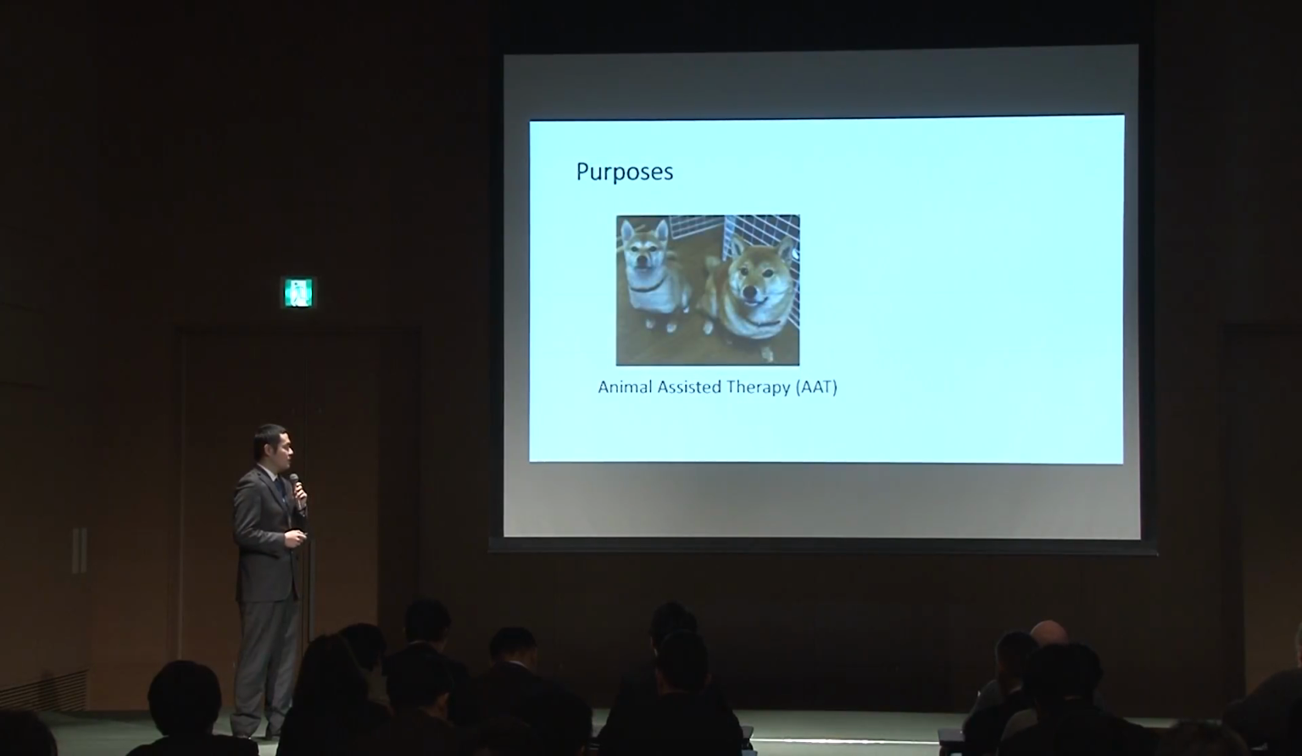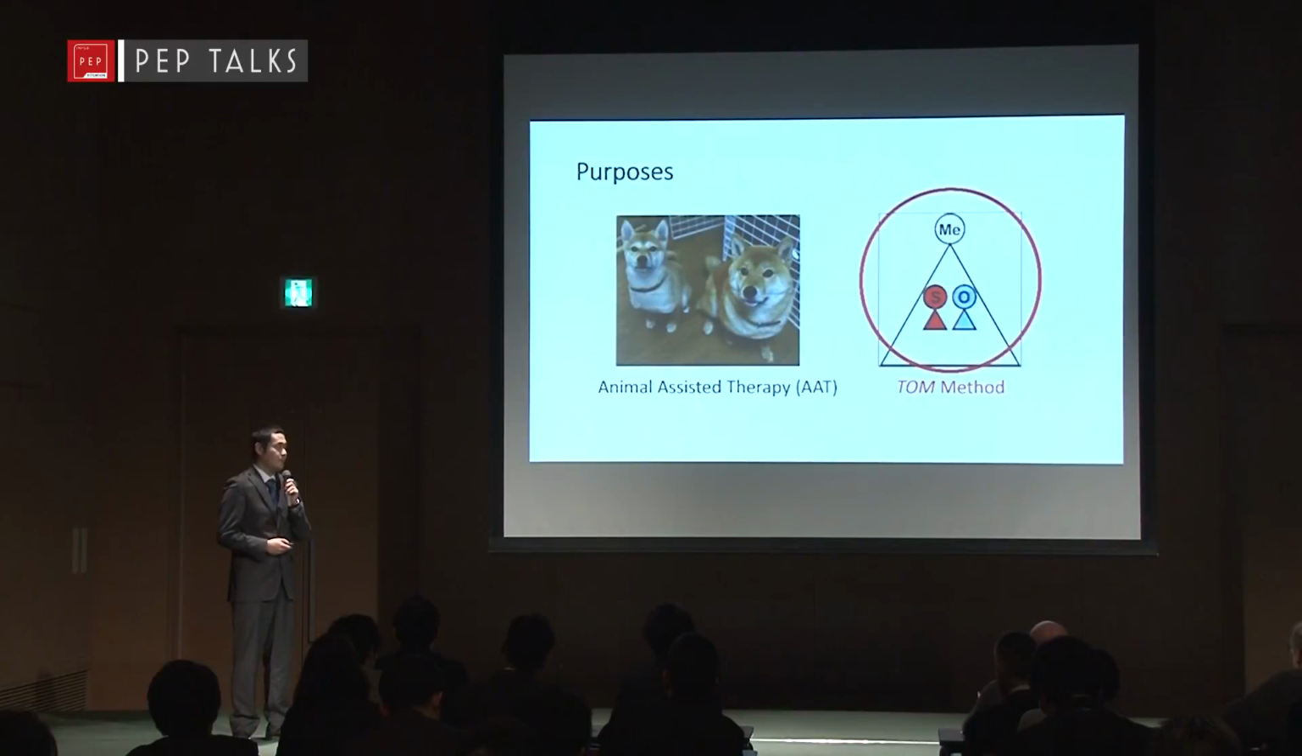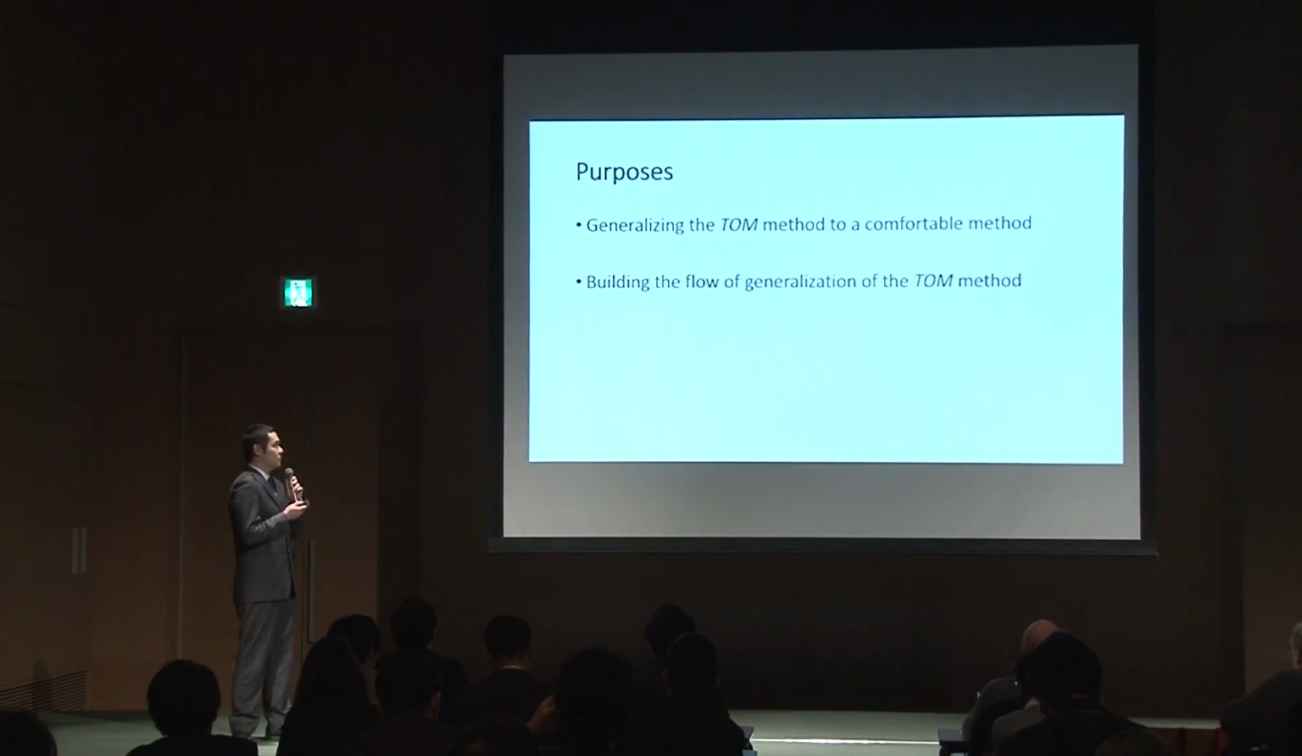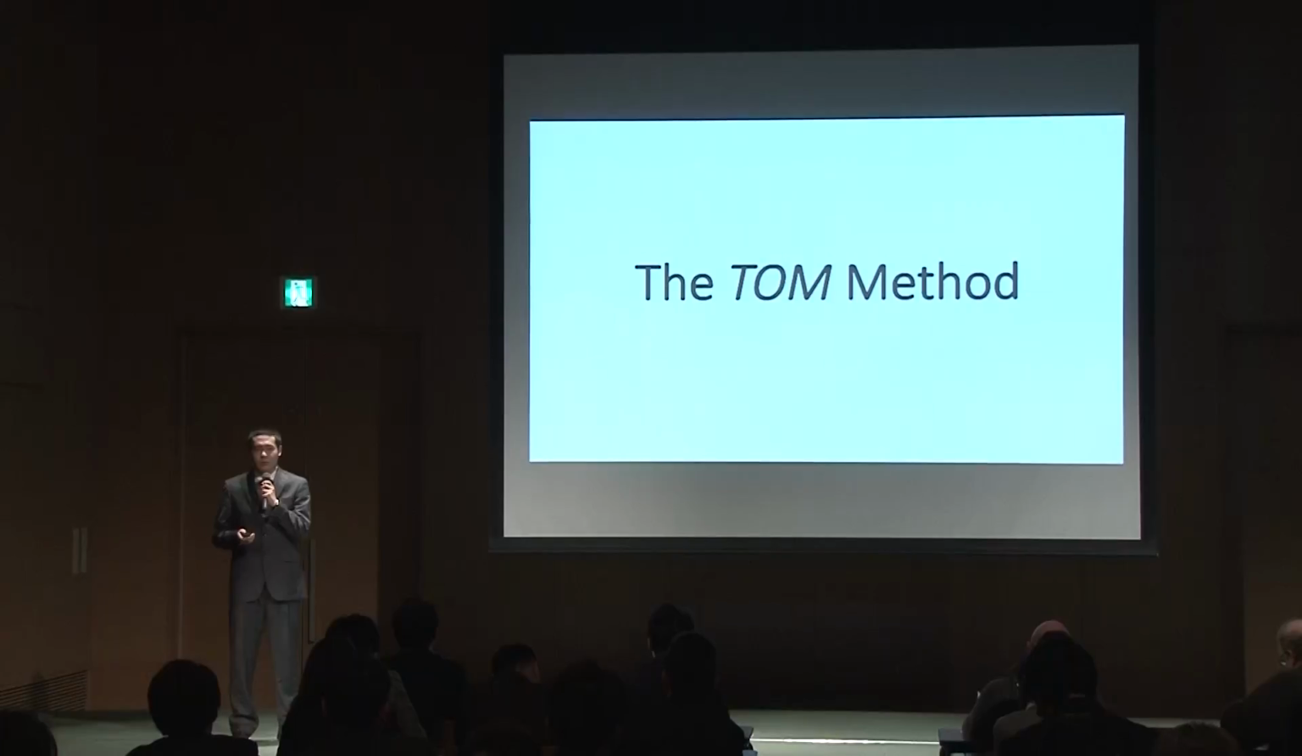And in my project, I usually use a method to get rid of stress. And I named the method the Tom method from my first name, Tomoaki. The purposes of my project are to generalize the Tom method to a countable method and build the flow of generalization of the Tom method. First of all, I'd like to explain what the Tom method is.